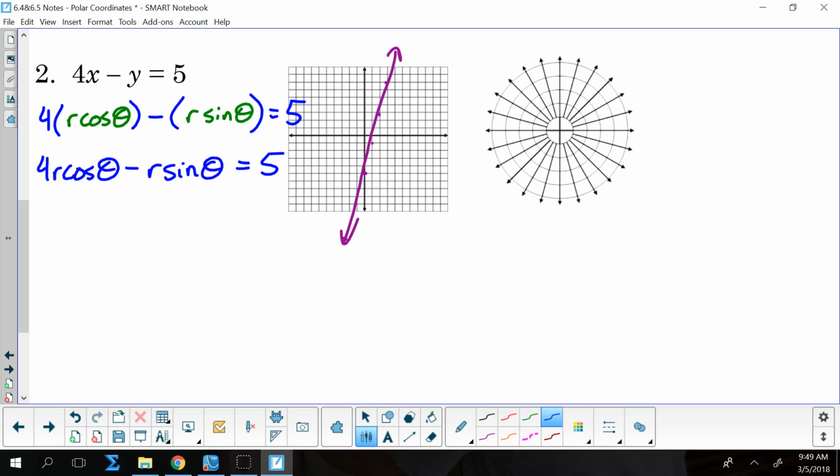I want to solve for what? R. How am I going to algebraically solve this equation for r? Algebraically, how am I going to do it? Because there's 2 of them, so I can't just put everything on one side. What do I have to do? Let's factor out an r.